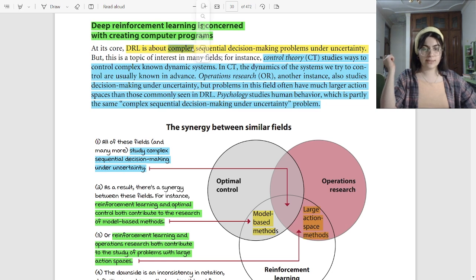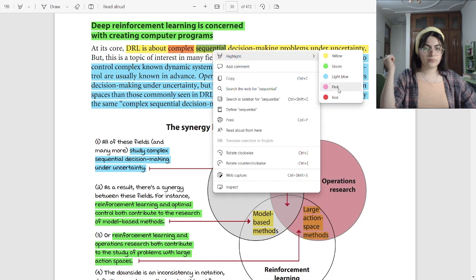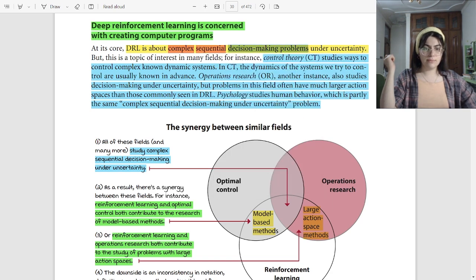We have complex, sequential, decision-making problems, and under uncertainty. But this is a topic of interest in many fields.